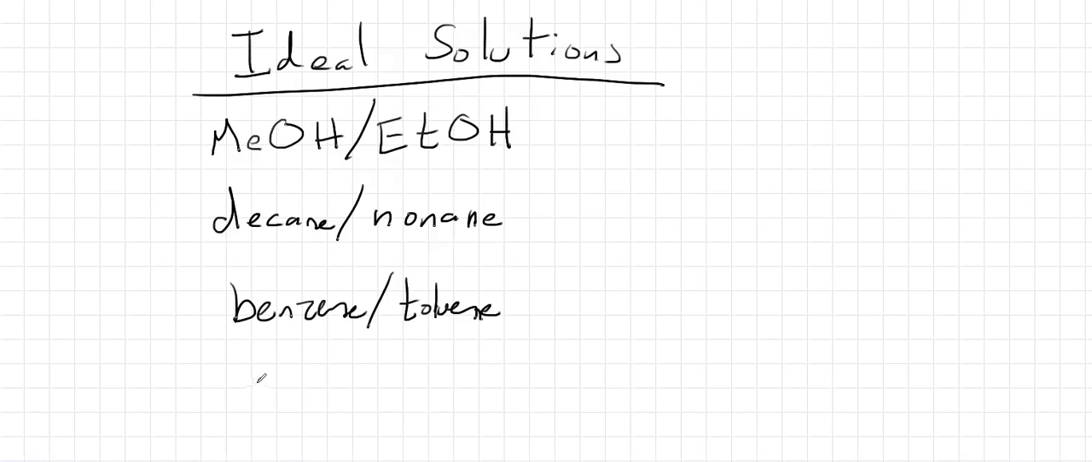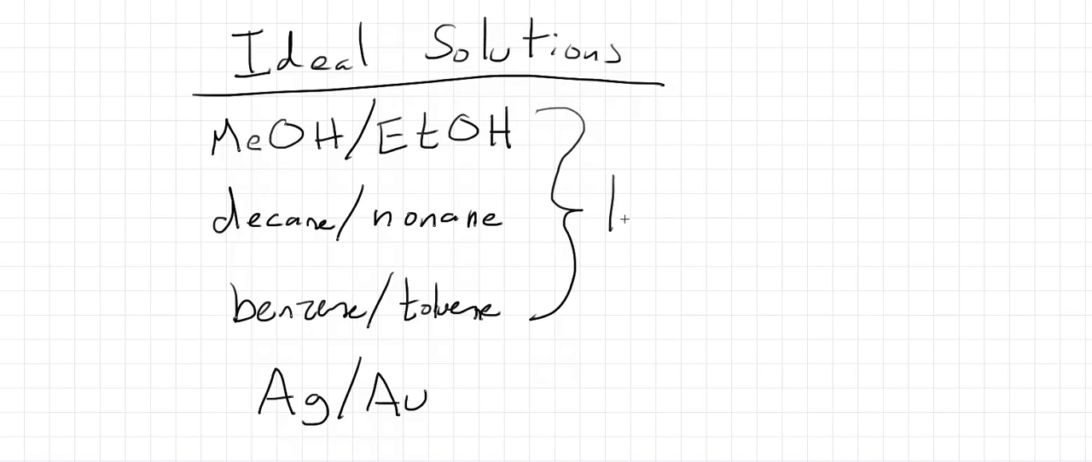And finally, this one that you might not have thought of: silver and gold. All of these at room temperature are liquid solutions, right? You can mix them in any proportions, and they'll just spontaneously mix. They have a delta G of mixing that's negative, and it matches the expression we saw earlier. But this would actually be something called a solid solution.